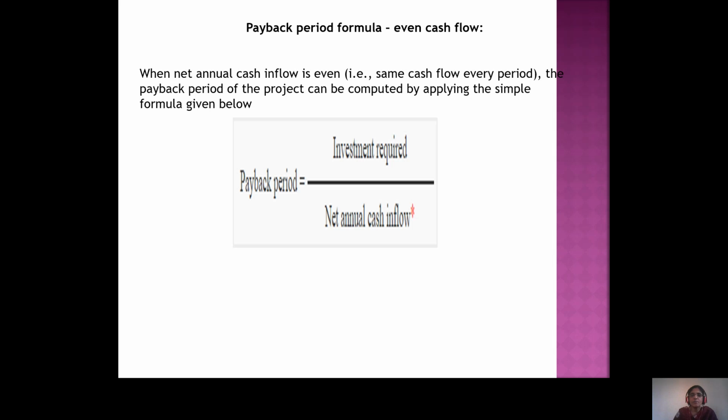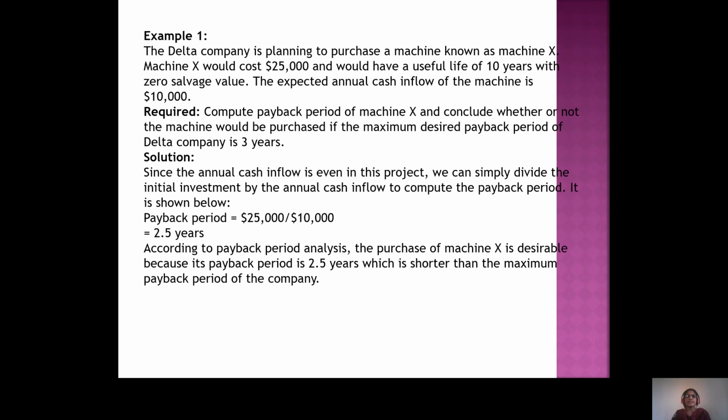The payback period of the project can be computed by applying a simple formula. Payback period is equal to investment required divided by net annual cash inflow. That is the even cash flow payback period. If I take a simple example, the Delta company is planning to purchase a machine, known as machine X.